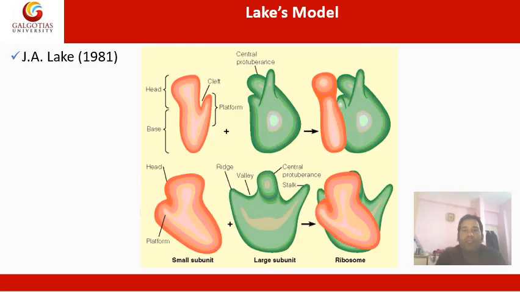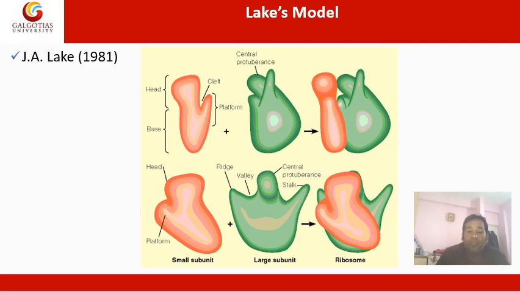The fine structure of these ribosomes was mainly described with the help of the Lake model, recently given by James A. Lake in the year 1981. According to this model, the different subunits of the ribosome, the small subunit and the large subunit, are made up of three different components each. The small subunit is mainly made of three components, called head, base and platform, and the platform is separated from the head and base with the help of a cleft.